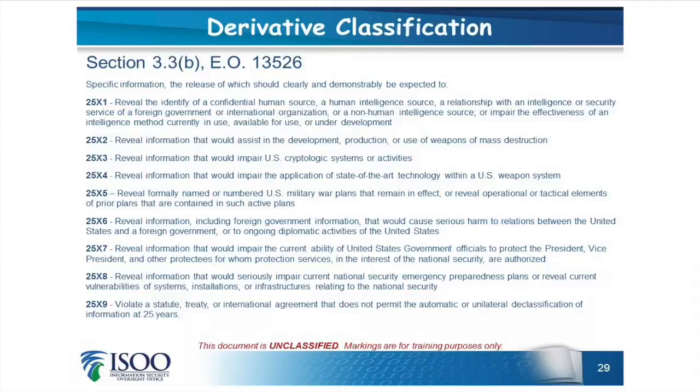25X6 covers foreign relations. 25X7 covers protection of the president, vice president, or others. 25X8 covers vulnerabilities, and 25X9 covers instances where the unauthorized release of information would violate a statute, treaty, or international agreement that does not permit the automatic or unilateral declassification of information at 25 years.